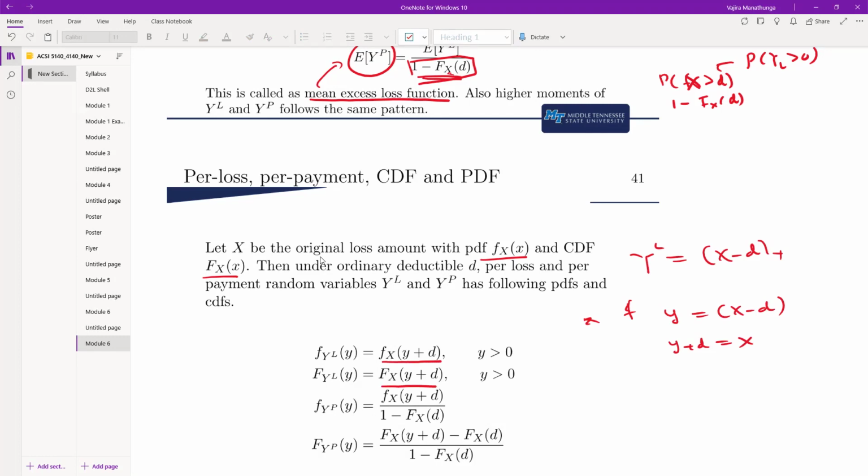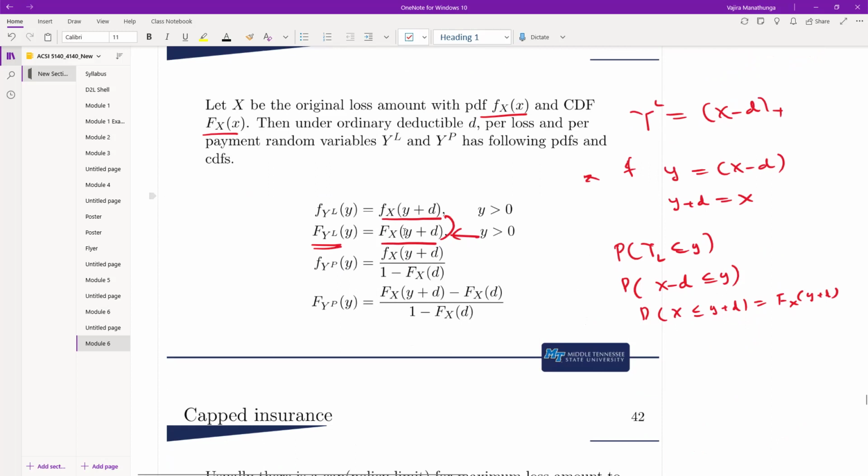Or you can use this one to get that function. So let's write this function. This is the probability that YL is less than or equal to y, but YL is basically x minus d. So that's basically x is less than or equal to y plus d, which is F_X(y plus d). So that's what this one is. Then you have the other formulas too, how to get the density function and how to get the CDF function. Both are included.